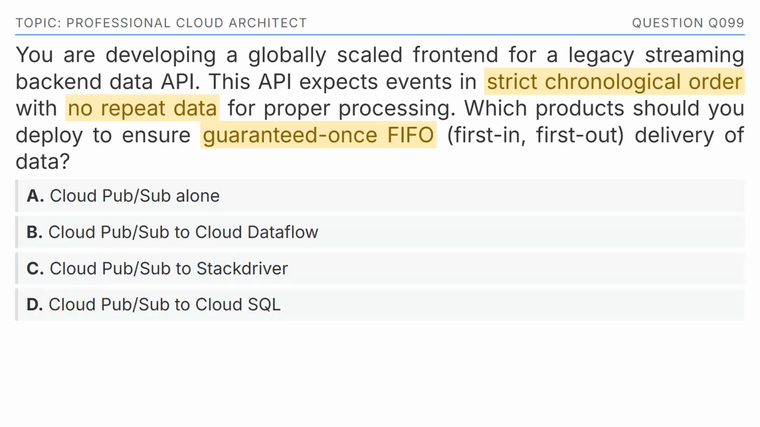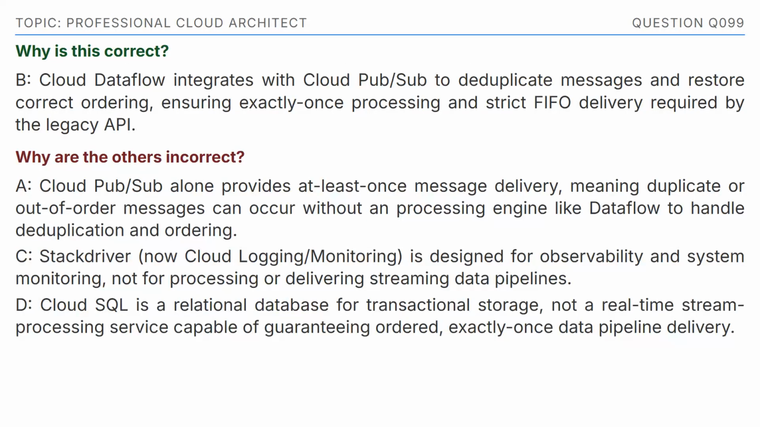To arrive at the correct answer, we focus on the keywords: strict chronological order, no repeat data, guaranteed once FIFO. The correct answer is option B, Cloud Pub/Sub to Cloud Data Flow. Why is this correct? B. Cloud Data Flow integrates with Cloud Pub/Sub to deduplicate messages and restore correct ordering, ensuring exactly once processing and strict FIFO delivery required by the legacy API.